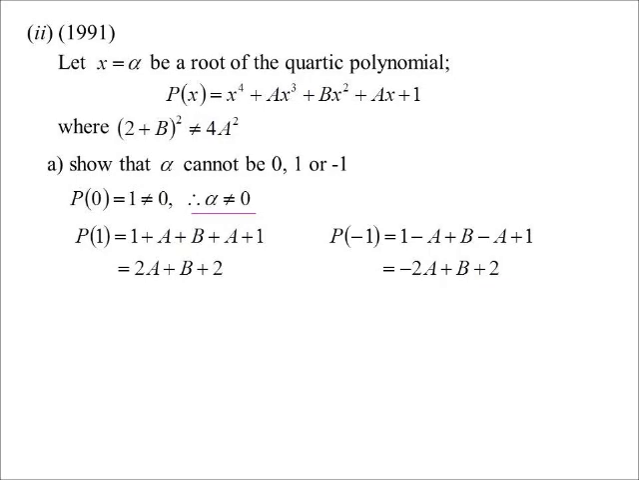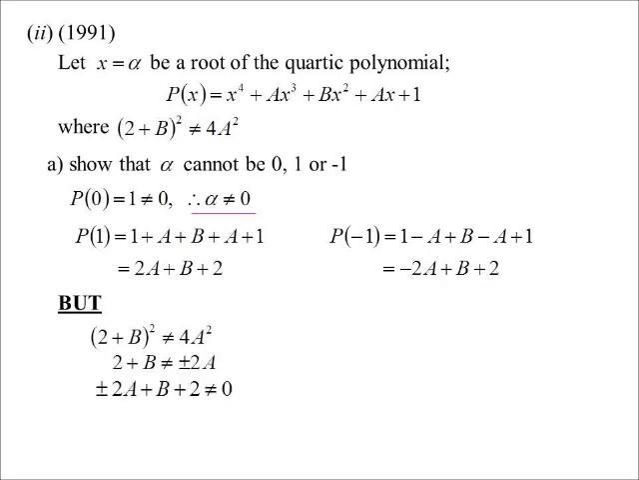This is where it comes in useful. They told me that (2 + b)² can't equal 4a². Well, if that's true, 2 + b can't equal ±2a. And rearranging that, I get ±2a + b + 2 can't equal 0. So therefore, P(1) can't equal 0, P(-1) can't equal 0. So 1 or -1, they're not solutions either.